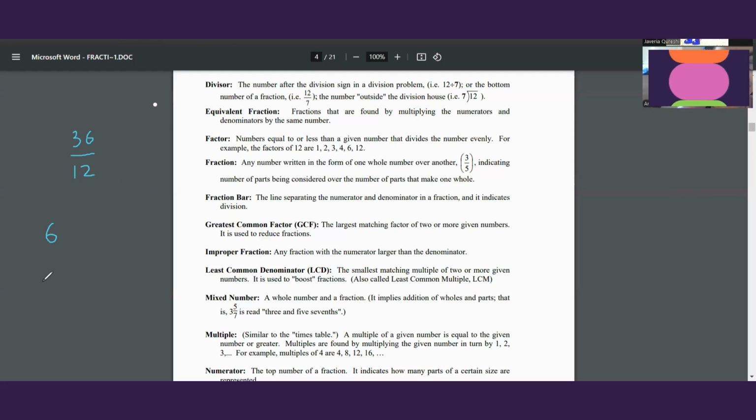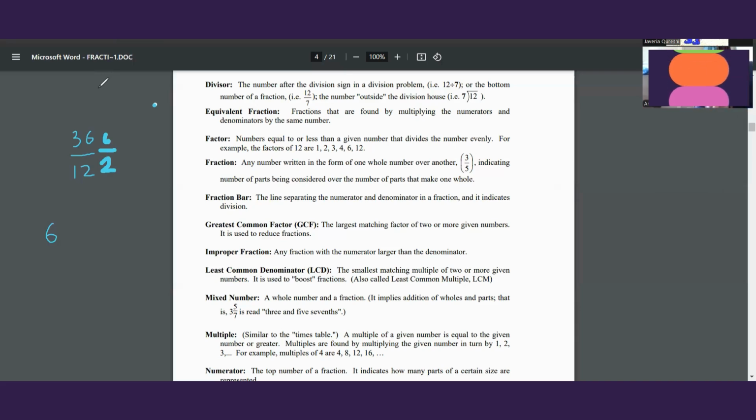4 was the greatest in the case when we were talking about those three numbers. For every two numbers, it is not necessary that the same number is going to be the greatest common factor. For every pair of numbers, there are different greatest common factors.